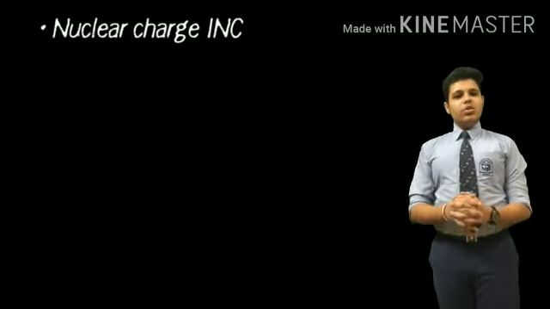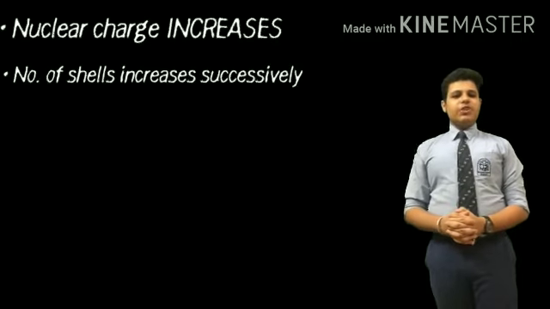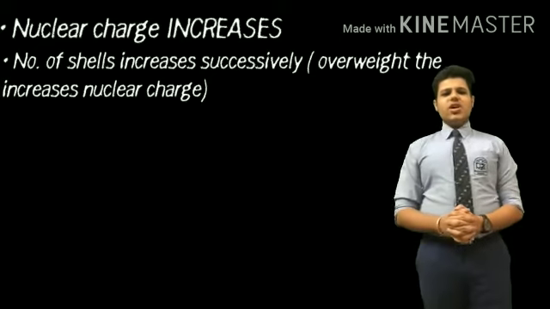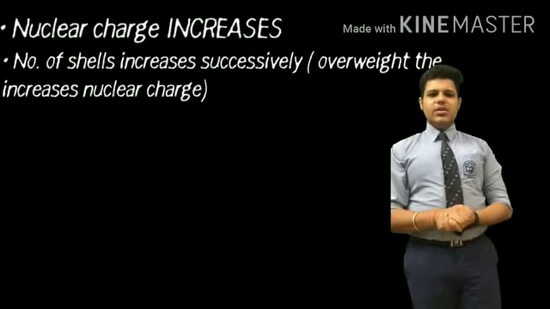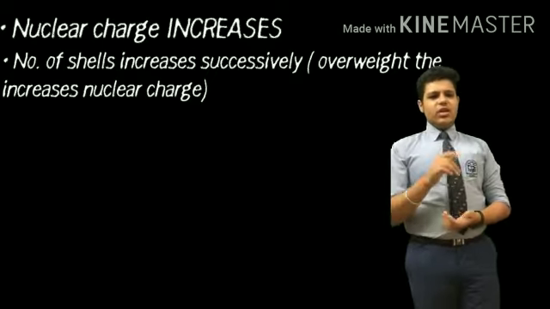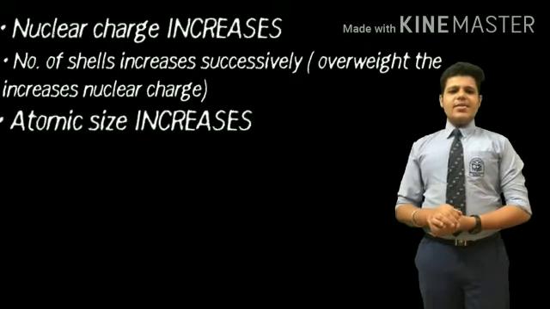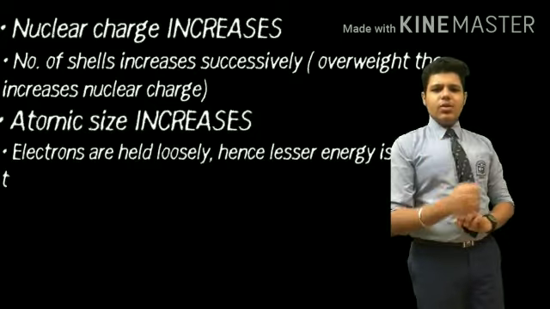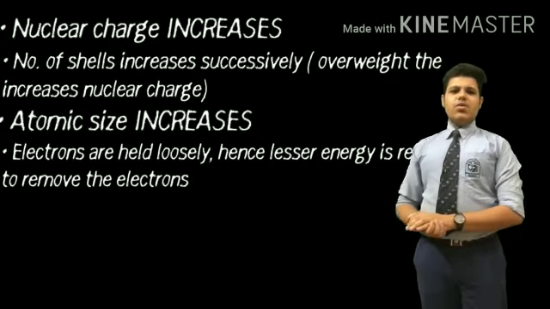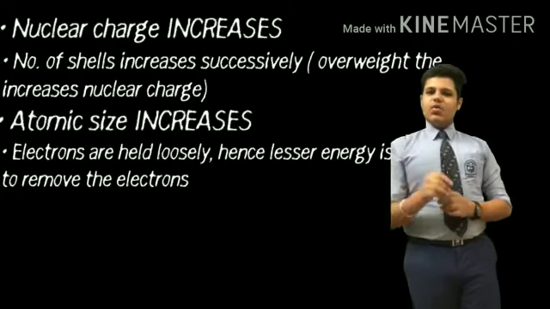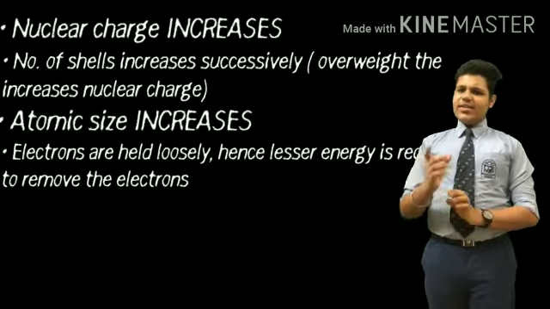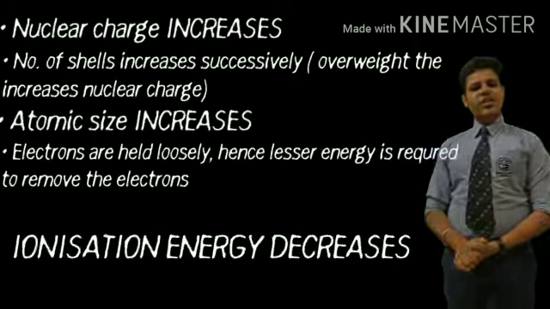Now let's revise how there is a change in ionization energy when we move from top to bottom in a group. The nuclear charge increases and the number of shells also increases. The increase in nuclear charge tends to pull the outermost shell closer to the nucleus. With the increase in the number of shells in a group, atomic size also increases. As the atomic size increases, electrons are held loosely. Since the effect of the nucleus on the outermost electrons decreases, it is easy to remove the electron. As electrons are easily removed, we need less energy, so ionization energy decreases.